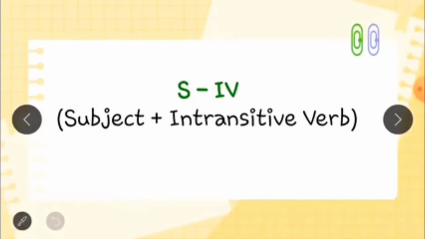The first pattern is subject plus intransitive verb. Subject is a person or thing that is being discussed in the sentence, while intransitive verb is a type of verb that does not require an object. Let's further understand this pattern by examples.